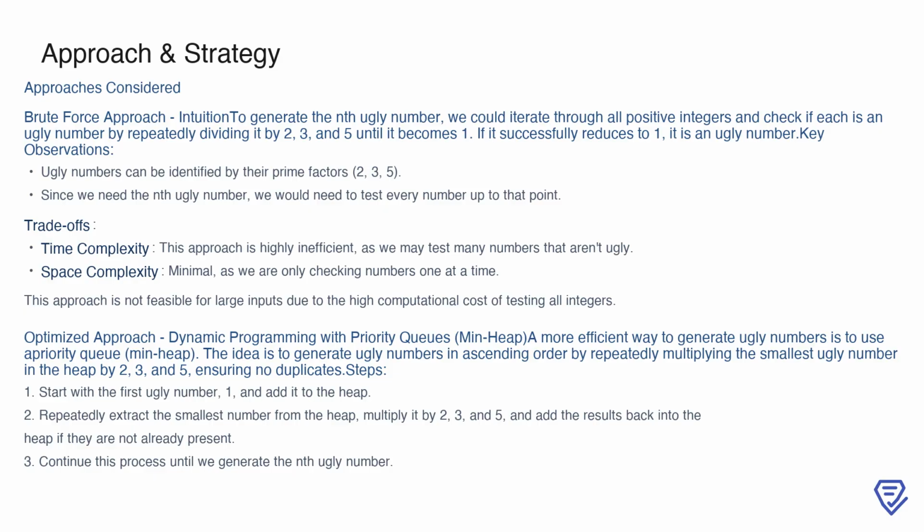However, there's a significant downside here. Since we're looking for the nth ugly number, we may end up testing a large range of numbers, many of which are not ugly. This results in a highly inefficient process. While the space complexity is minimal because we only check one number at a time, the time complexity is extremely high, making this approach impractical for large inputs.